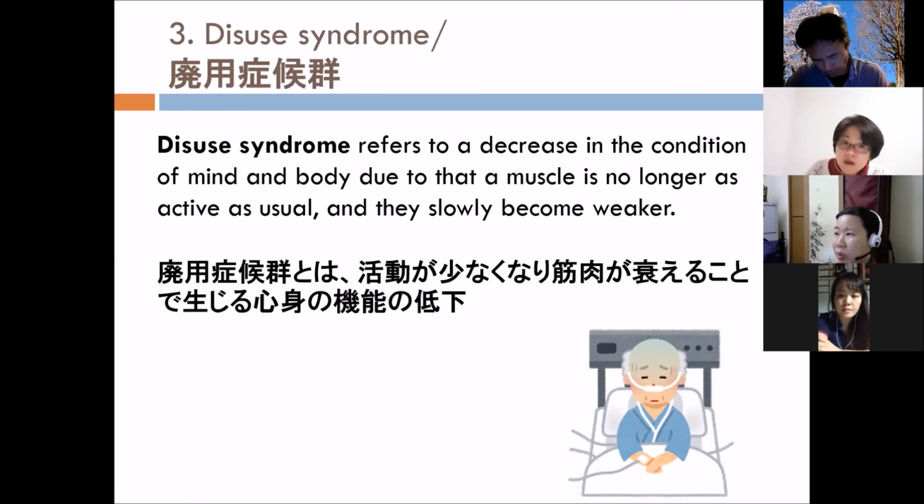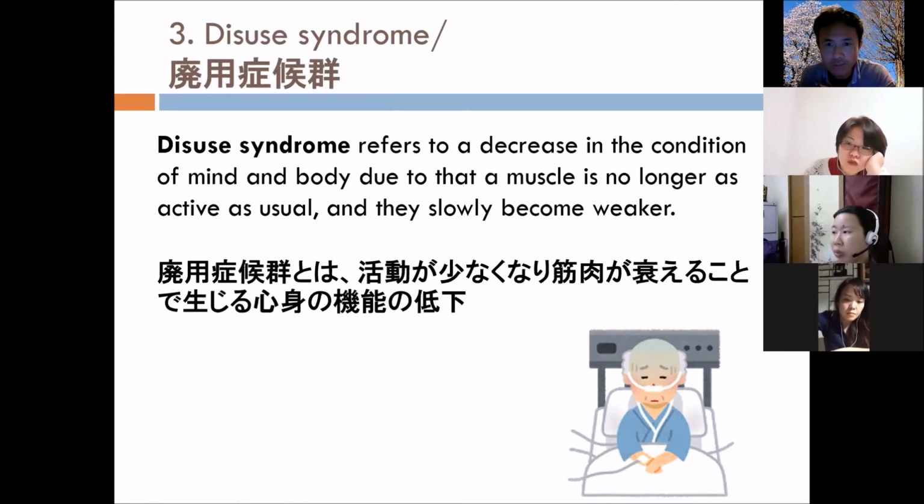The muscles slowly become weaker. Like a person who is bedridden, they don't use the body. That's why the muscles become weaker, and then the bodily function deteriorates. That is disuse syndrome, 廃用症候群.